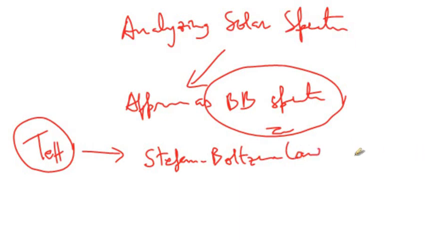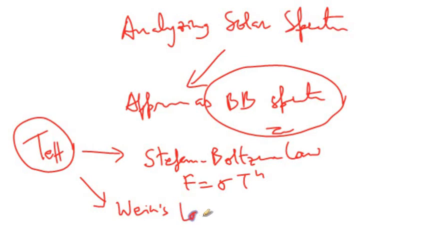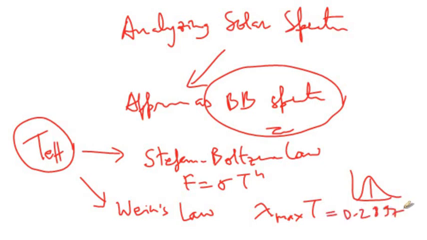Right, and as a result, what do we have? We have F is equal to sigma T to the power 4, and from here we can get information about the effective temperature, T effective. The second one is Wien's law. Here also, lambda max in the distribution, lambda max times T is equal to 0.28975.